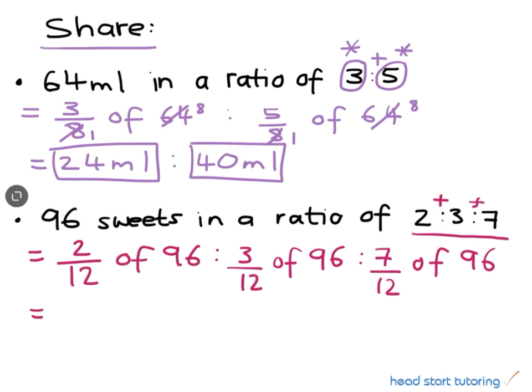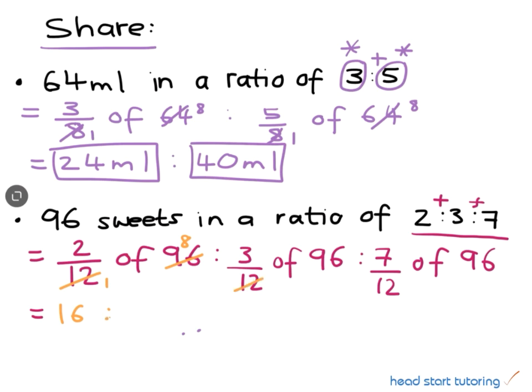So now all we need to do is just work quite carefully when we are working out our ofs. So 12 into itself once. 12 into 96 goes 8 times. 2 times 8 is equal to 16. So we've got 16 sweets.